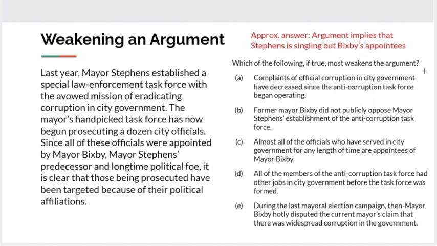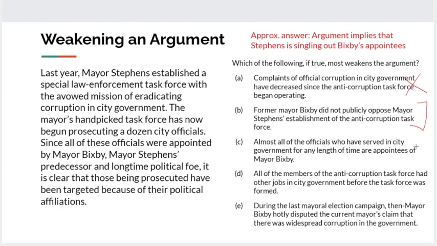So let's look at the choices. A, complaints of official corruption in city government have decreased. Well, that might be a nice thing, but that doesn't address the question of whether they've been targeted because of their political affiliation. B, former Mayor Bixby did not publicly oppose Mayor Stevens' establishment of the anti-corruption task force. That's one of those that could seem tempting, and we'll come back to it and look more closely at why that might not be correct.